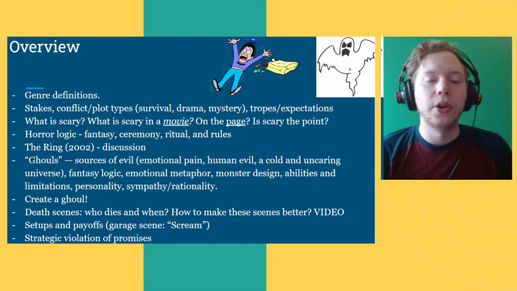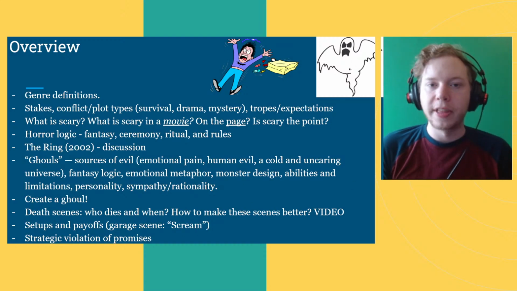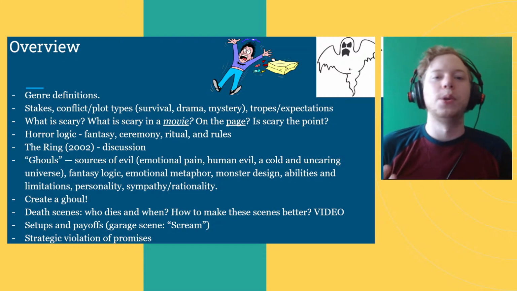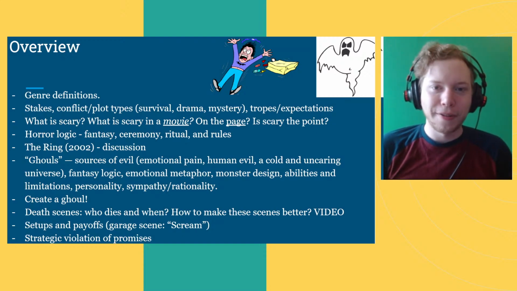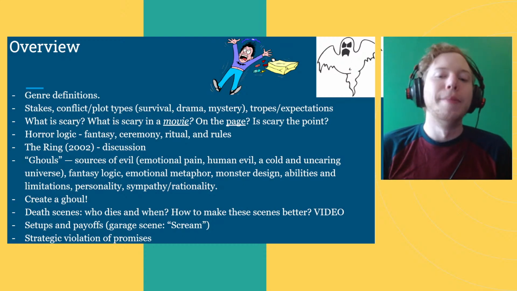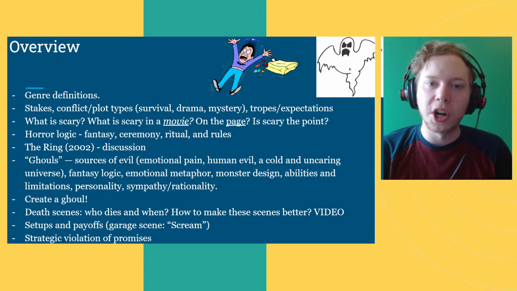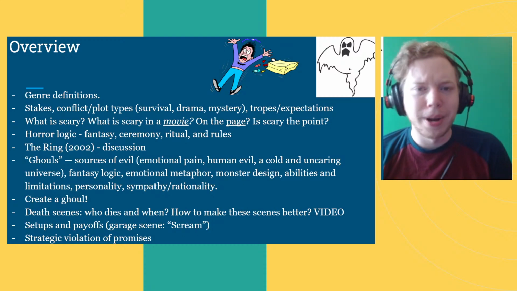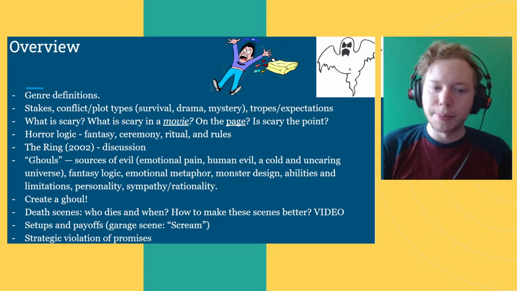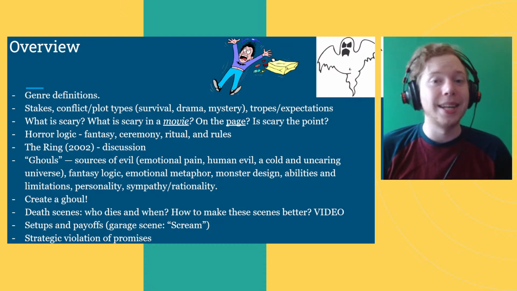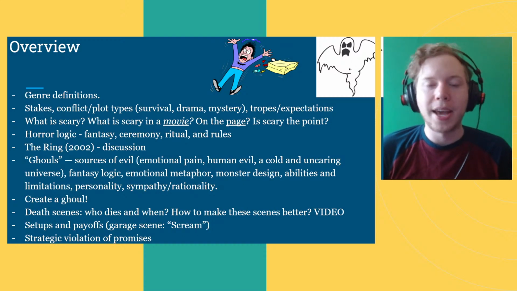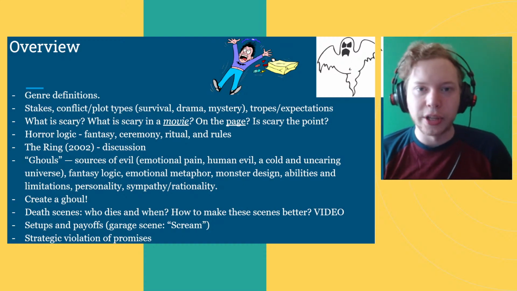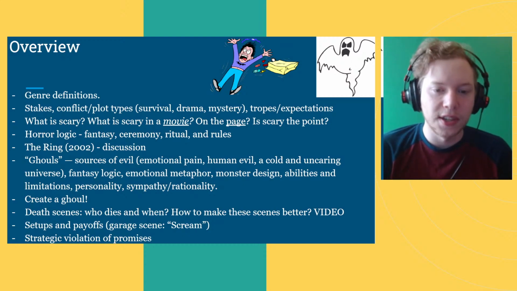So after looking at The Ring, we'll look at ghouls. So these are the sort of villains of the movie that we were discussing, and there's different sources of this, either supernatural or mundane evil, that feel like they make sense in a movie. We have emotional pain and human evil in this cold and uncaring universe. So lots of different talk about emotional metaphor, monster design, abilities, limitations, sympathy, rationality, personality, domains, and things like that that just make a villain feel more real-ish. Not like they actually do exist, but like they sort of could exist.